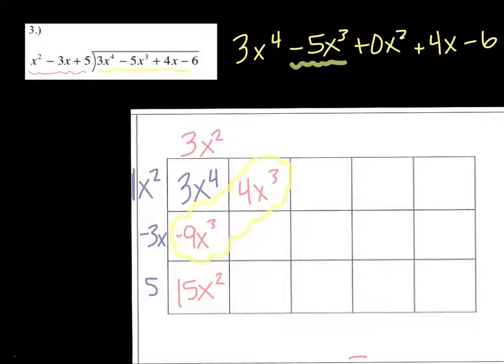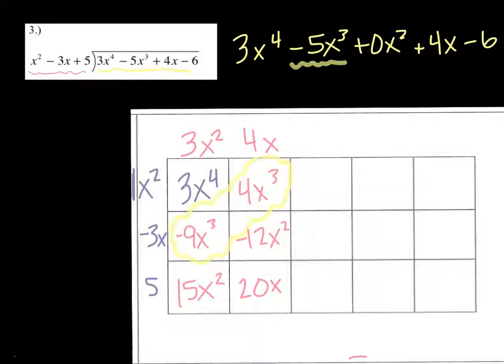And then you say, okay, 1x squared times what gets us 4x to the fourth? Well, 1 times what gets us 4? 4. X squared times what gets us x cubed? X. Multiply straight down. So 4 times negative 3 is negative 12. X times x is x squared. And then 4x times 5 is 20x.